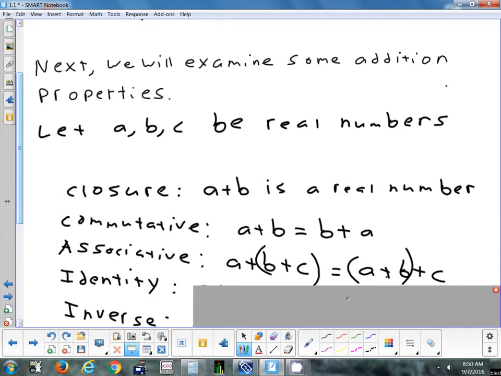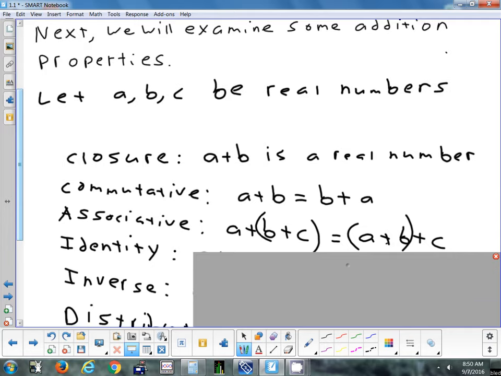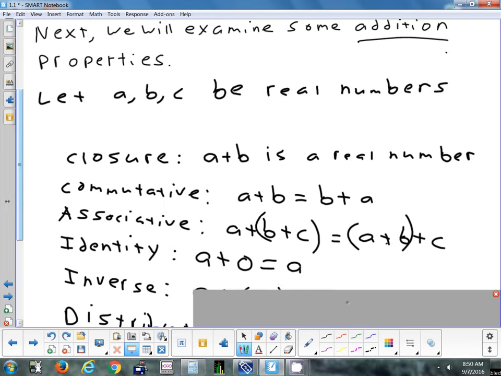Okay, identity. Identity is something you can do to a number that doesn't change it. Does anybody think with addition, because those are the properties we're looking at, what can you do with addition that wouldn't change the number? No matter how many times you add this number, it never changes. Yep. Adding 0. So for addition, the identity property is this.